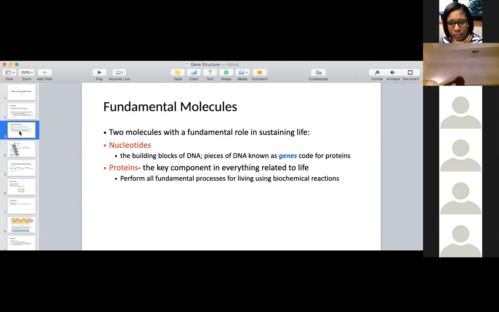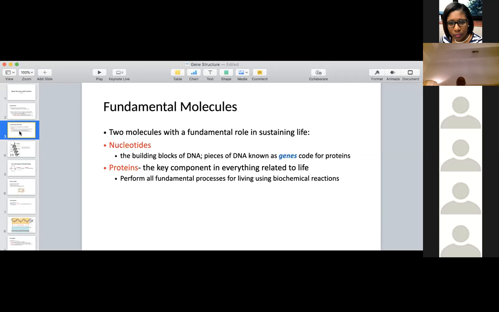DNA is made from building blocks that we call nucleotides. If you've heard this term nucleotide before, go ahead and write it down. There are two fundamental molecules inside of the cell that are responsible for its function. We have nucleotides, which are the building blocks of DNA. Specifically, we're talking about the pieces of DNA that are known as genes, and these genes encode proteins.